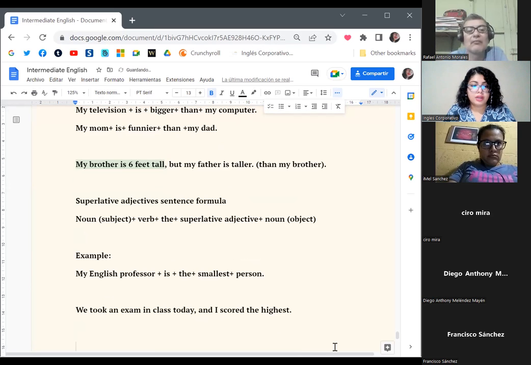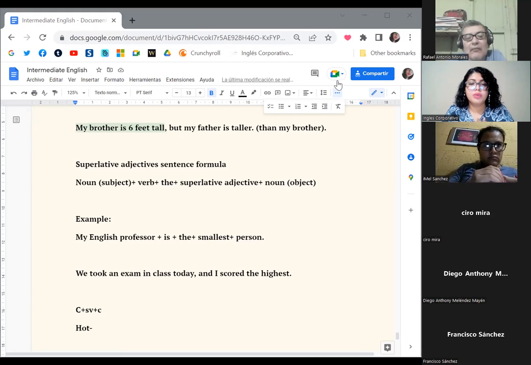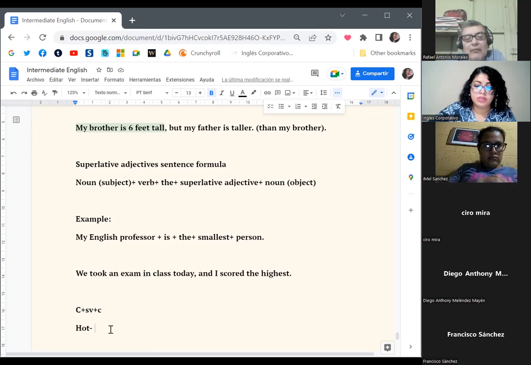For example, we have this one. We have consonant plus single vowel plus consonant. That we are going to double the last one. And we have the example, hot. This is a single one syllable adjective. Let me see. Don't worry. I have problems too. I understand. So we have hot. This is a one syllable adjective. We are going to mark this one. One syllable adjective. And also it has this function, the consonant, the vowel, and the consonant.